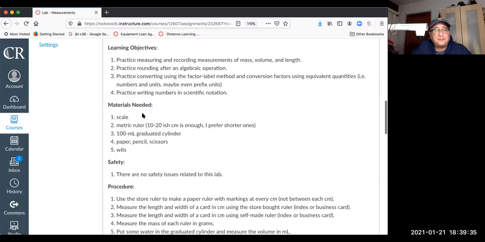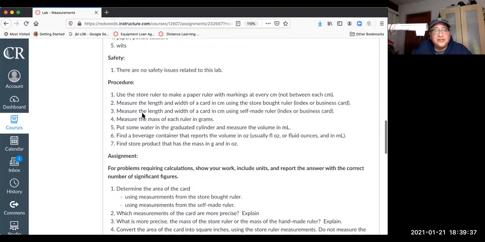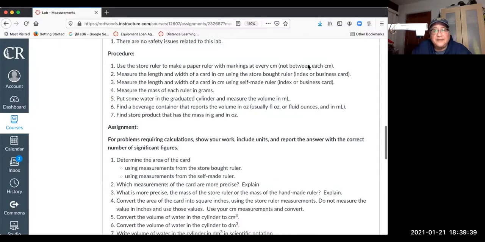Okay. Now, the procedure. Let's take a look at the procedure very quickly. We have used the store ruler to make the paper ruler. I've shown you how to do that. You want to measure the length and width of a card in centimeters using the store-bought ruler. And then number 3, you want to measure the length and width of a card using your self-made ruler, the paper ruler. And here I tell you, you can use an index card or a business card.